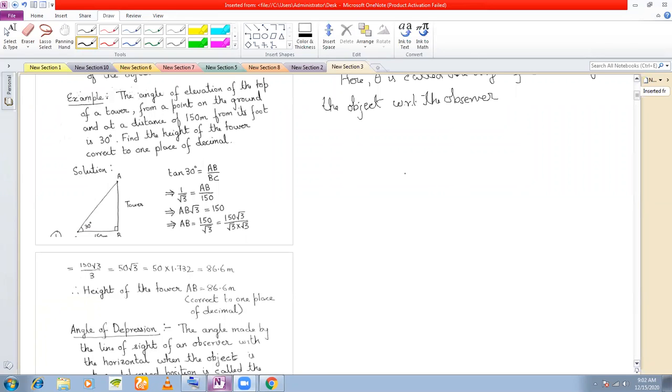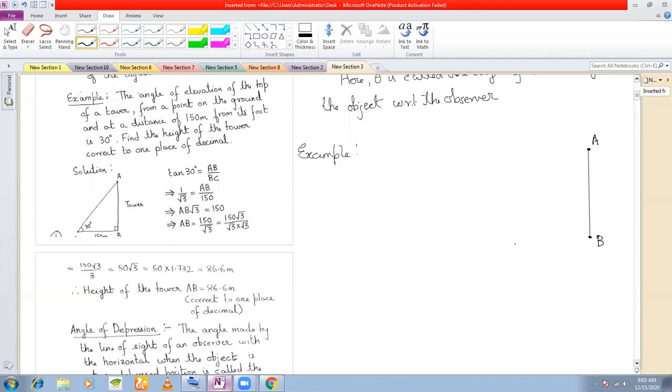The angle of elevation of the top of a tower. Let's draw a tower first. Have this as your tower. Which one is the top of a tower? Let's say this is the top of the tower, A. Okay, and this is the ground level, B.